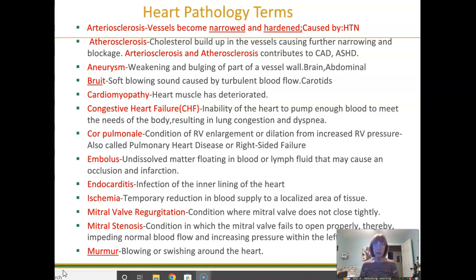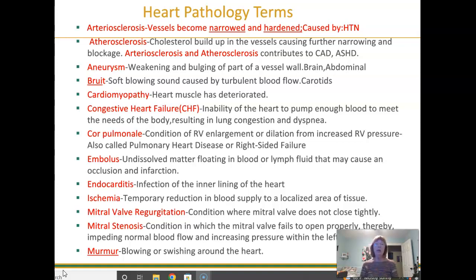Congestive heart failure, CHF. This is the inability of the heart to pump enough blood to meet the needs of the body, and this results in lung congestion and dyspnea. Dyspnea is short of breath. This is where they do the echo, and they can get a measurement called the EF%. If it's above 40, it's usually okay. But if it's below 40, it's not good. That means the heart's not pumping like it should.